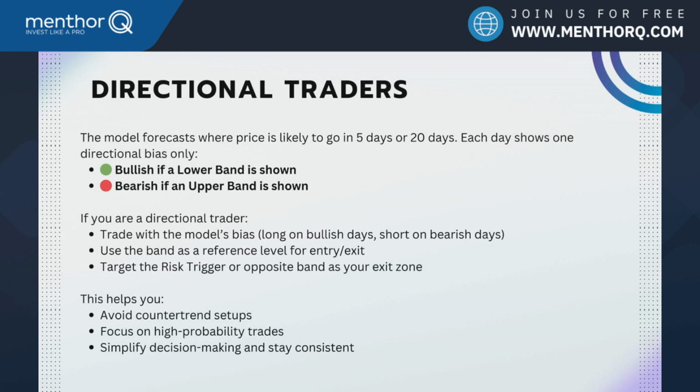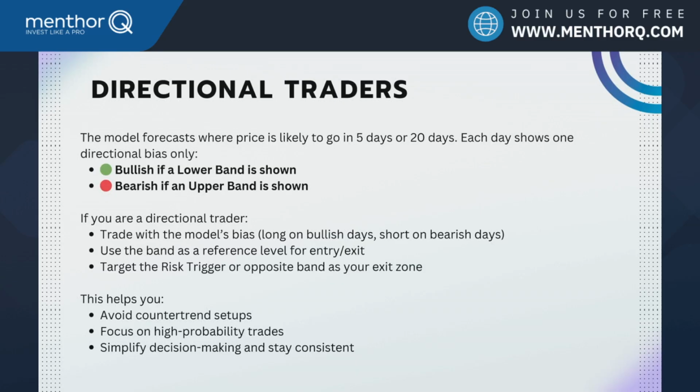So if the model shows a lower band, it's forecasting that the price has room to move higher, so the bias is bullish. If it shows an upper band, then we are looking for a downside move, and the bias is bearish. This means that as a directional trader, your job can become a little bit simpler, where you are basically looking to trade with a bias. If we see a lower band today, it doesn't mean that the price will necessarily go up, but you do have a very strong roadmap and a strong bias on where the price could be in 5 or 20 days from now.